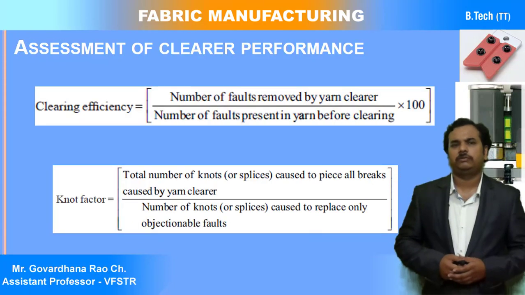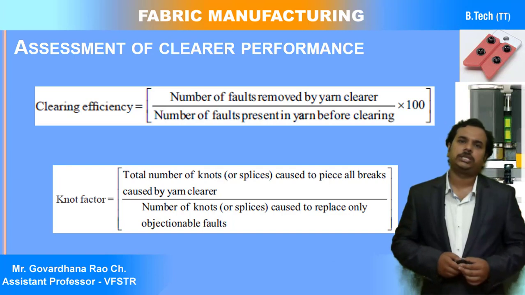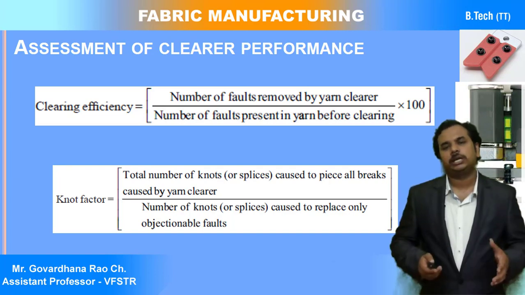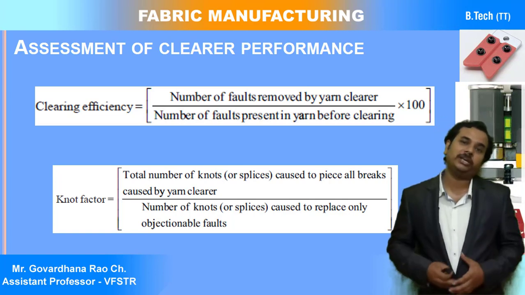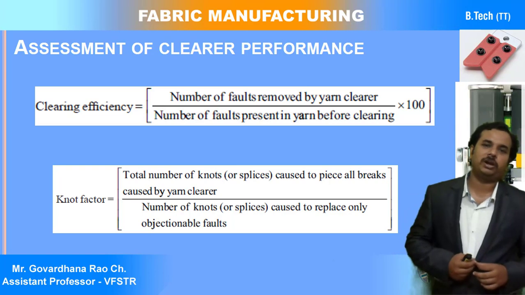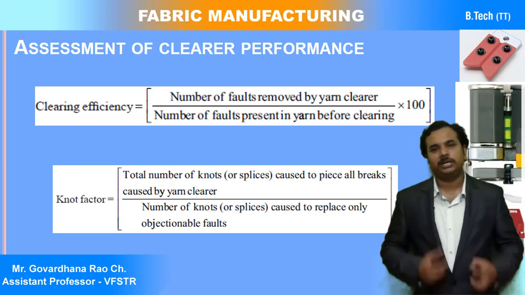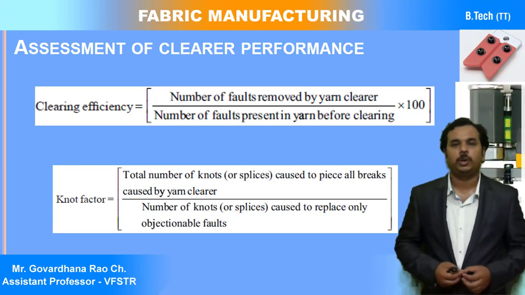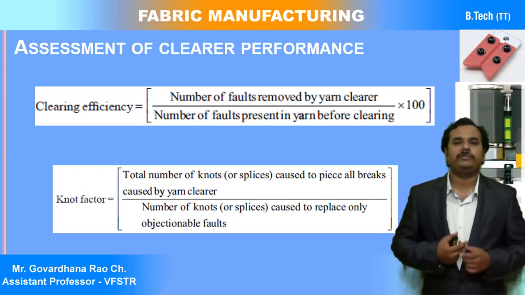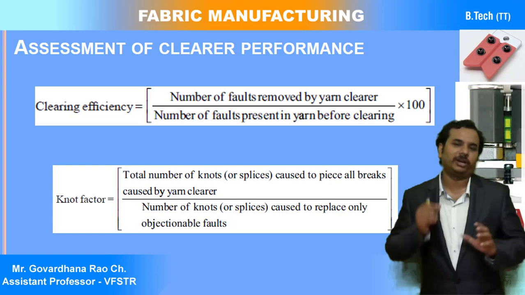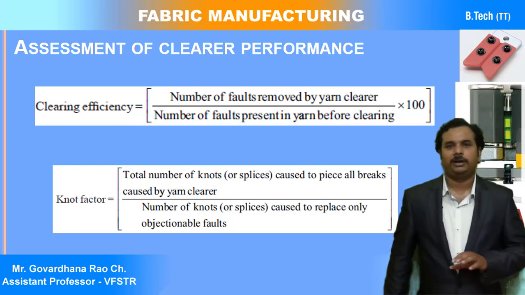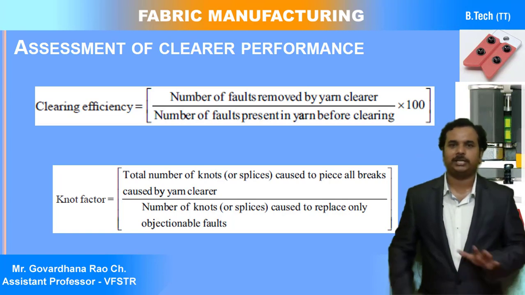After that, we are going to see the assessment of clearer performance. How do we assess whether the clearer is working or not? For that there is a small formula. The clearing efficiency is equal to the number of faults removed by the yarn clearer divided by the number of faults present in the yarn before clearing. Nothing but there is a Classimat mechanism, a Classimat system.